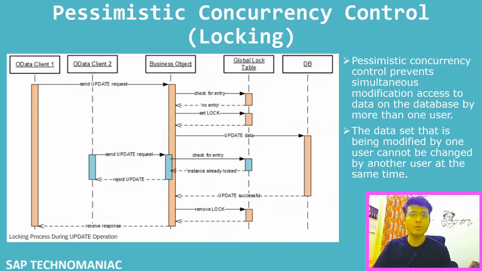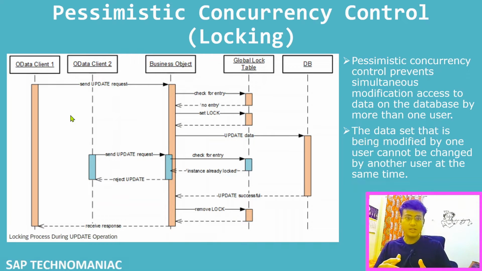Pessimistic concurrency control we are already using in ABAP. In pessimistic concurrency control, the users want to make sure that when I start editing any entry or any particular instance of a particular object, at that time nobody else should edit that particular instance. To do this, it will put a lock on that particular instance, so if some other user wants to lock that particular instance, he will not be able to because it's already locked by that particular user.